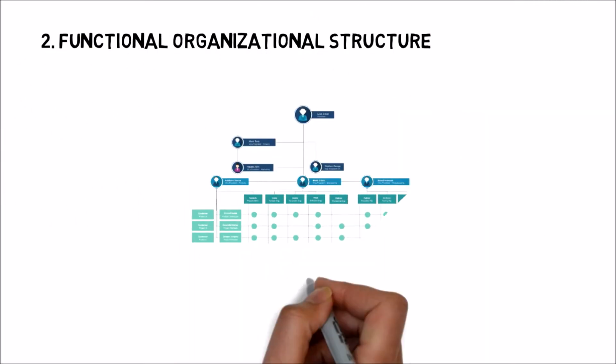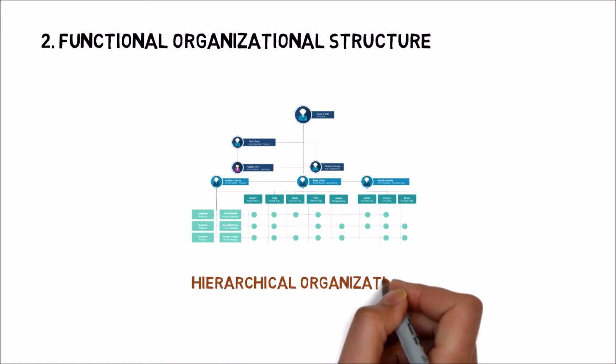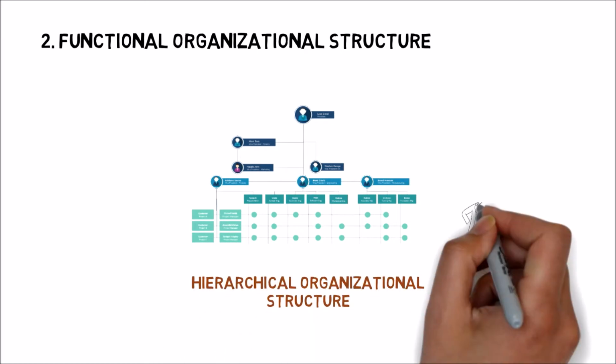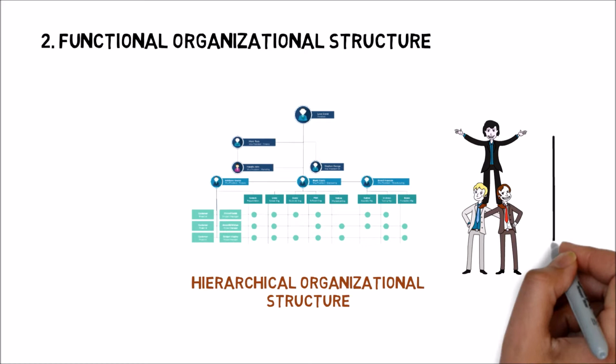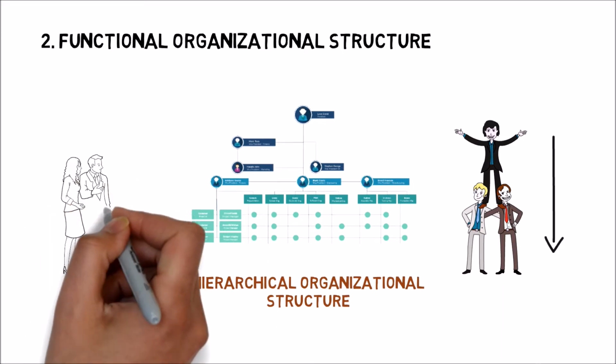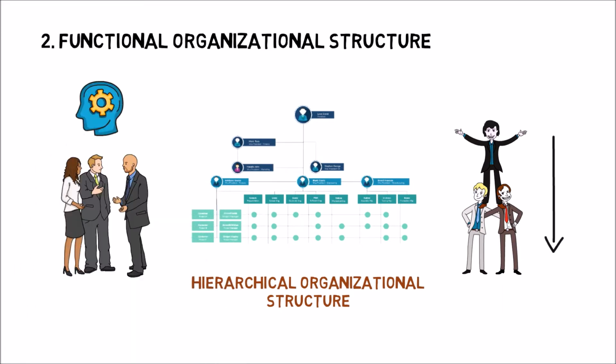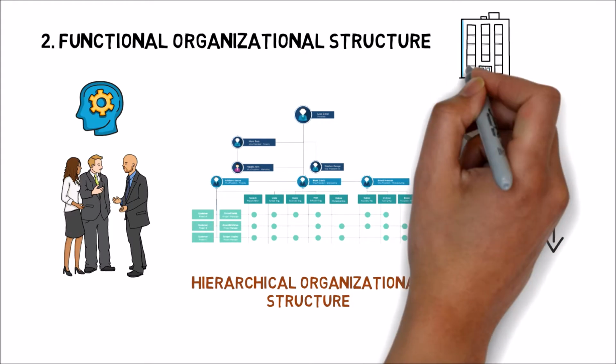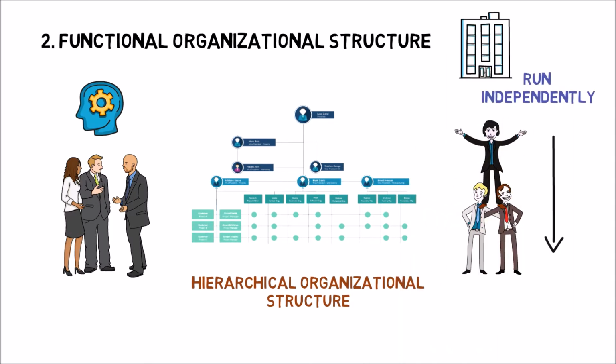2. Functional organizational structure. A functional organizational structure mirrors a hierarchical organizational structure, in that it starts with the most important positions at the top and works its way down. However, people are mostly organized around their talents and their function in the business. Departments are run independently from one another.